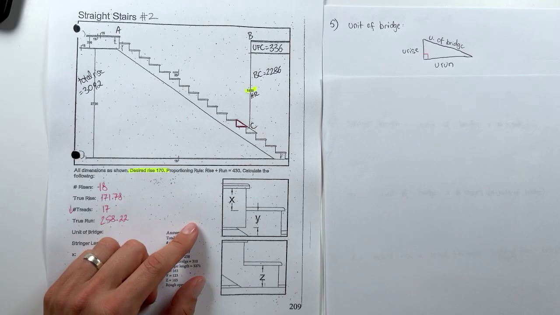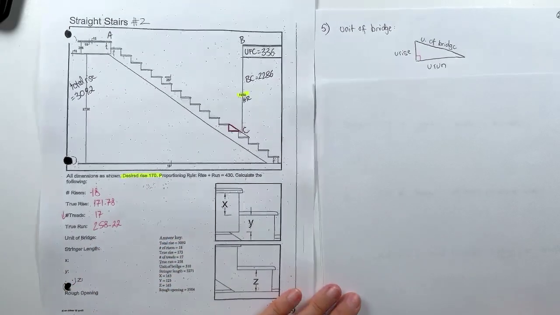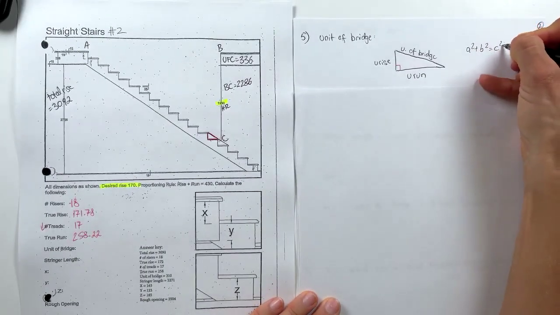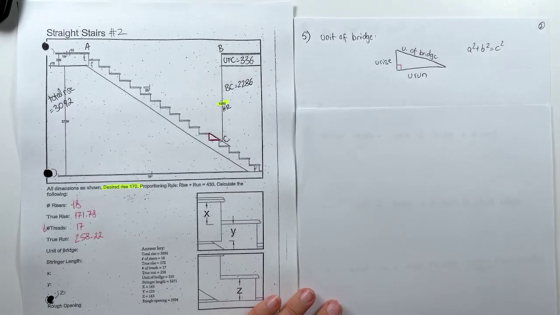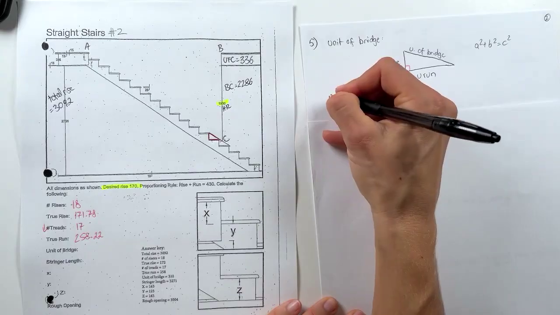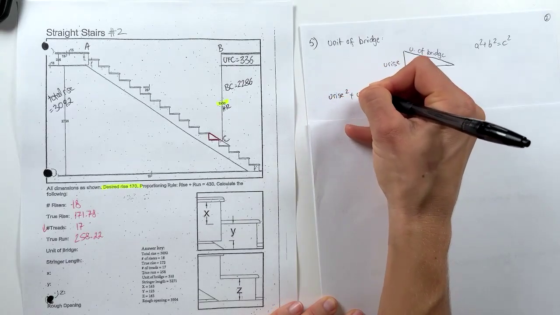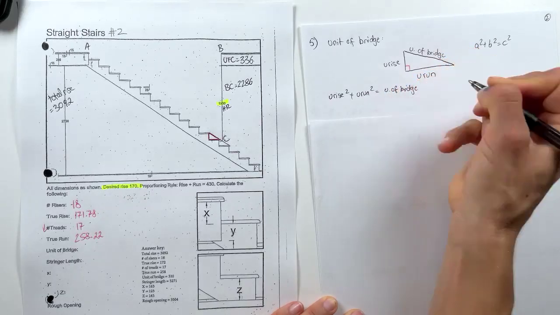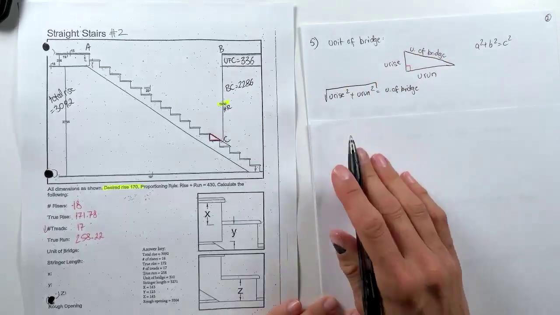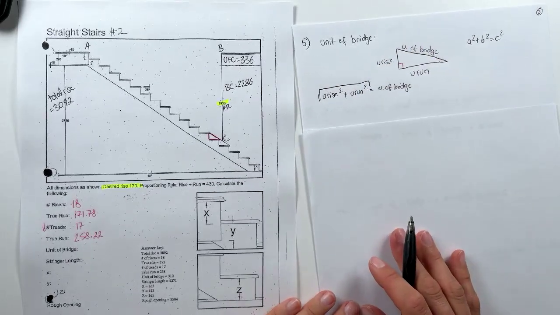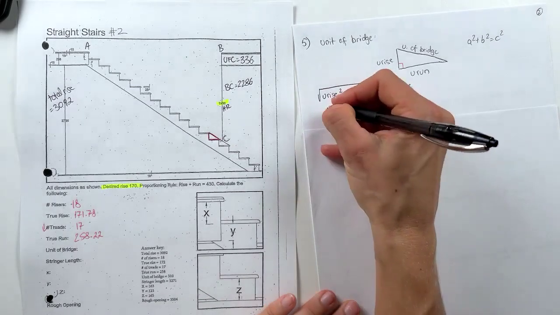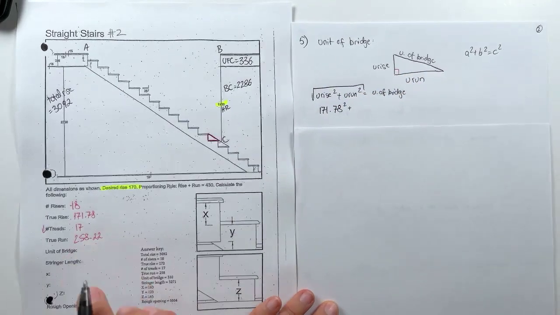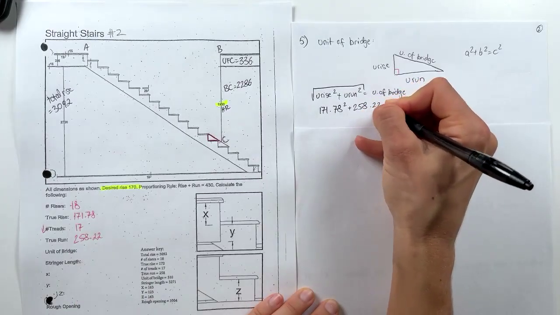So how can we figure that out? Well, Pythagorean says we can do a squared plus b squared equals c squared, right? So we can do the same thing here. We can say unit rise squared plus unit run squared equals unit of bridge squared. And obviously we're going to take the square root, and that's going to get us that number. So let's pop in some numbers. Unit rise, we had 171.78 squared plus unit run, we just found out, 258.22 squared.